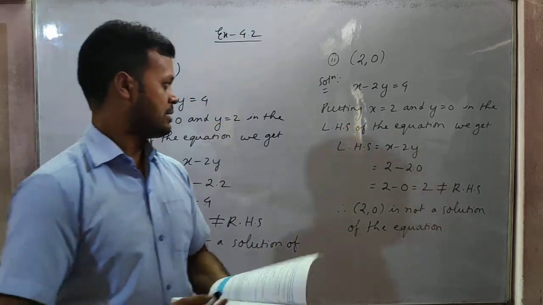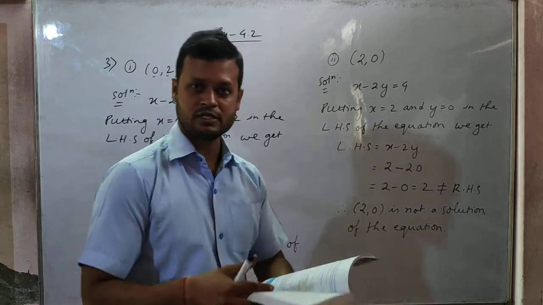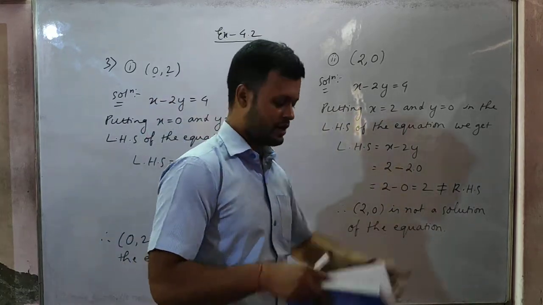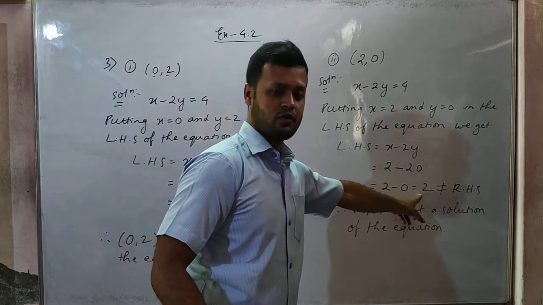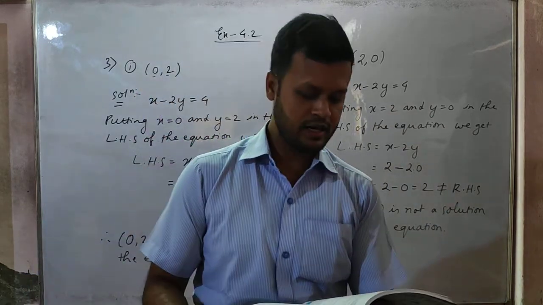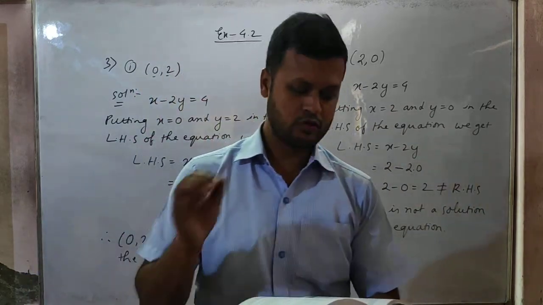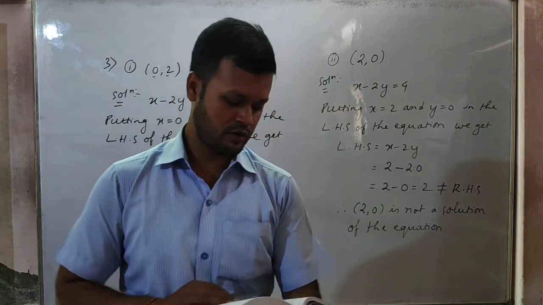Number 3 LHS: when you put 4 in place of x and 0 in place of y, you will find the answer. LHS will become equal to 4, and that is equal to RHS. So therefore (4, 0) will be a solution of the equation. Okay, you find it on your own. I am keeping it for all of you. The remaining sums all of you will do.